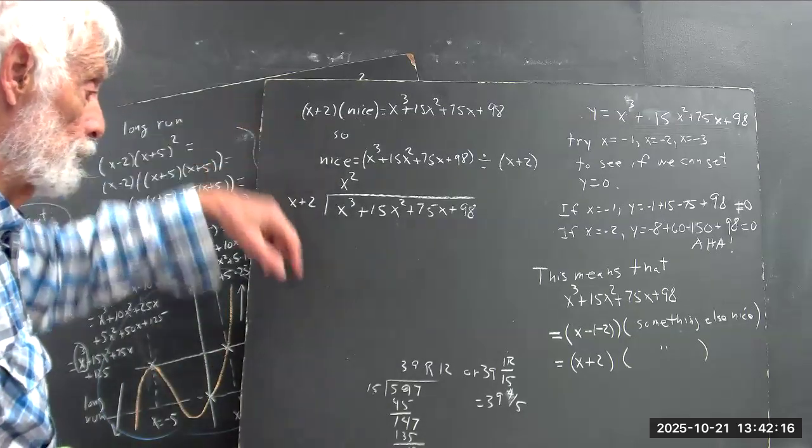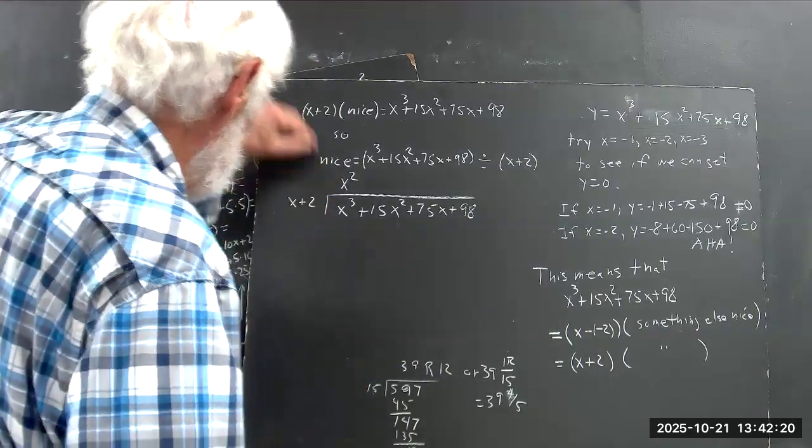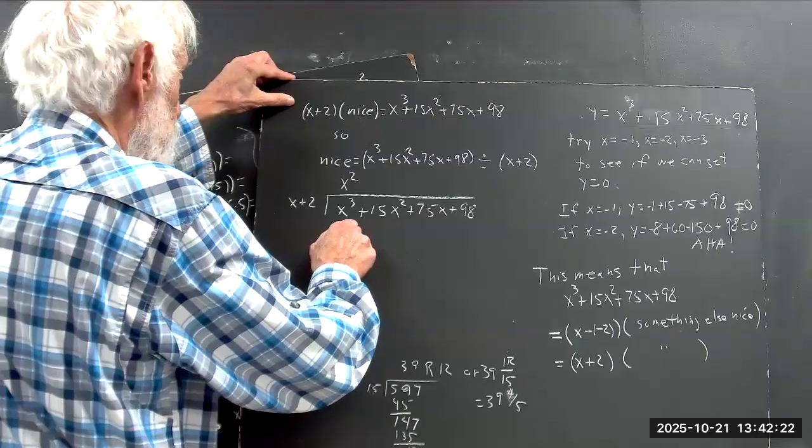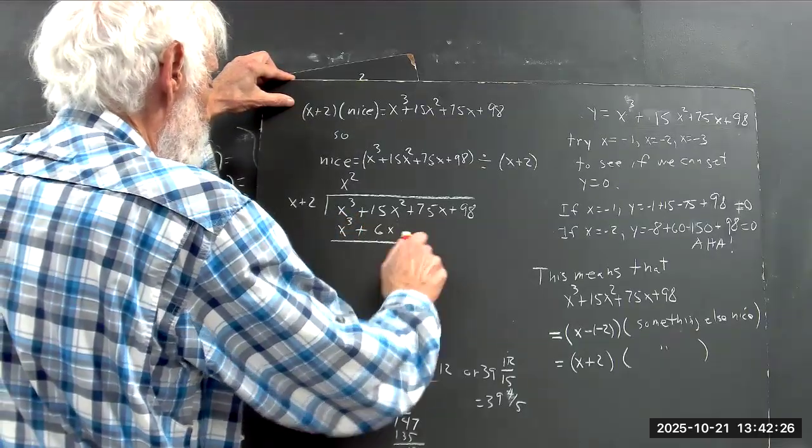So anyhow, we get x squared. So just like we multiply 3 by 15 to get 45, we multiply x squared by x plus 2, giving us x cubed plus 6x.